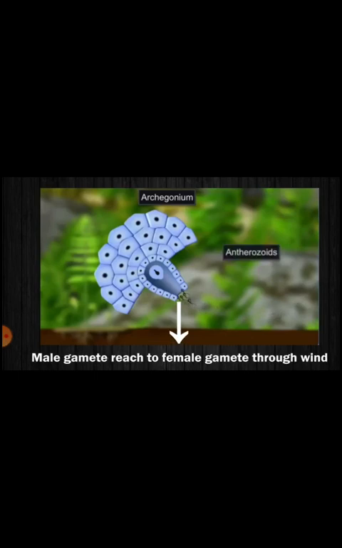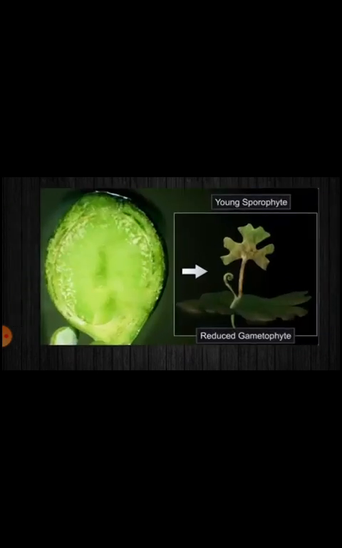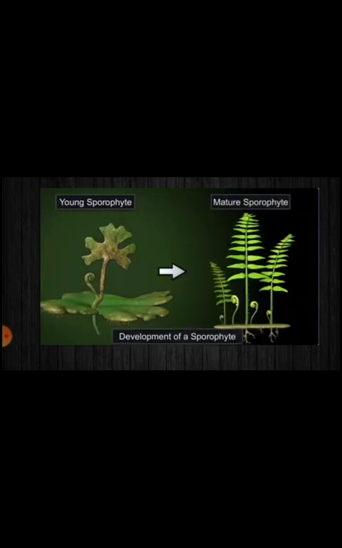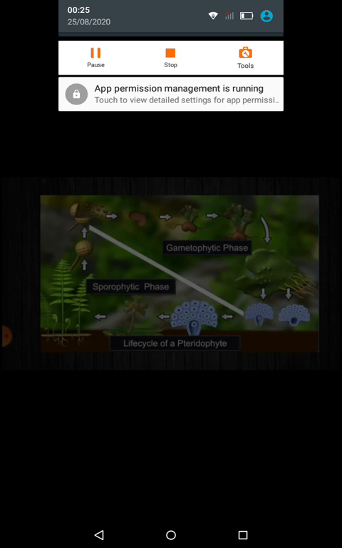Male gamete reaches the female gamete through water. As male and female gametes fuse together, a zygote is formed which develops into a sporophyte. In this process, the gametophyte completely disappears, and the sporophyte develops into root, leaf, and stem. The sporophyte matures and produces spores, and this cycle of reproduction goes on.